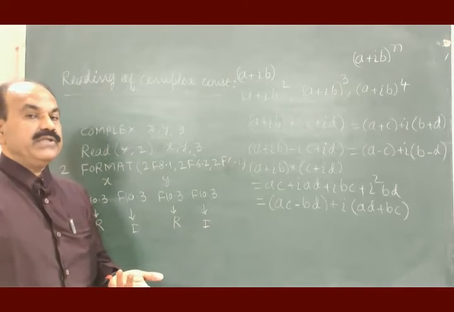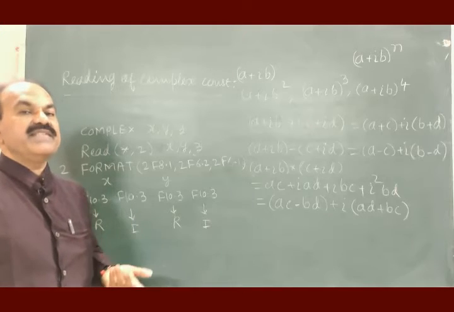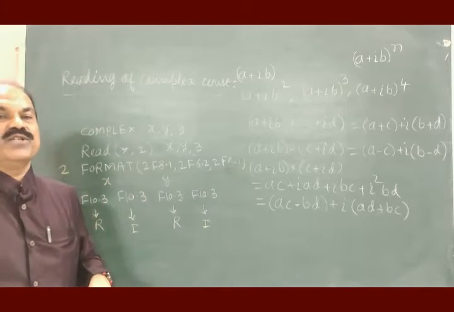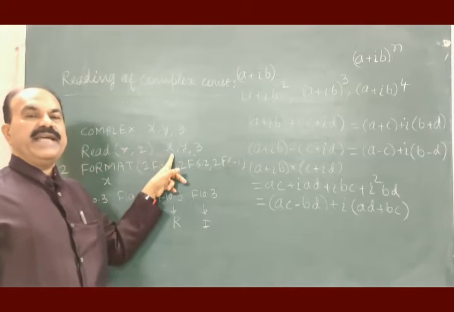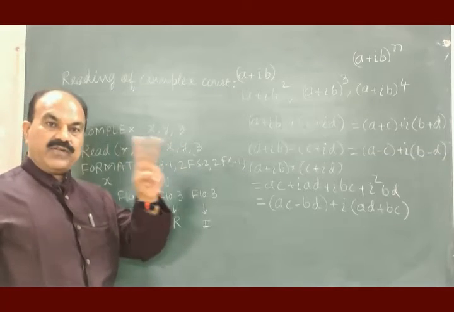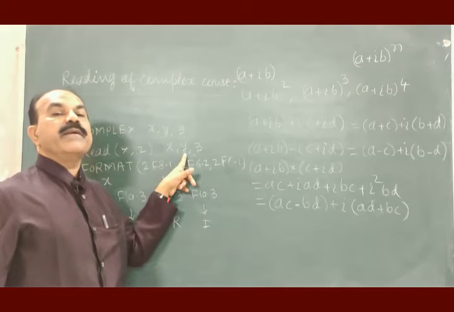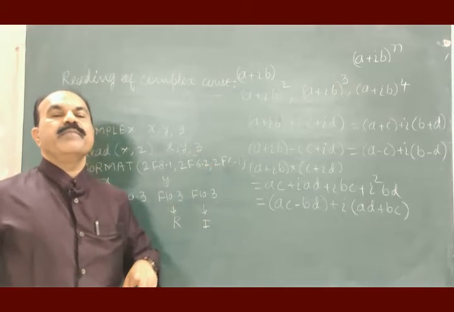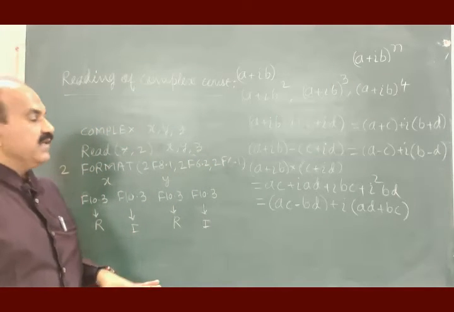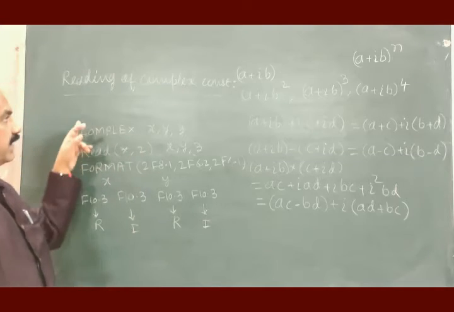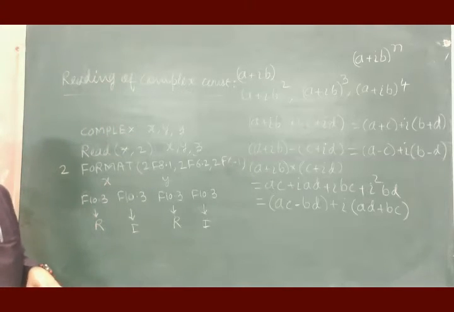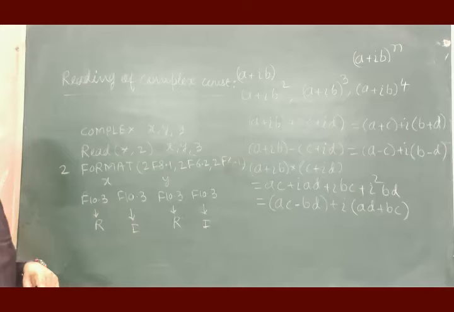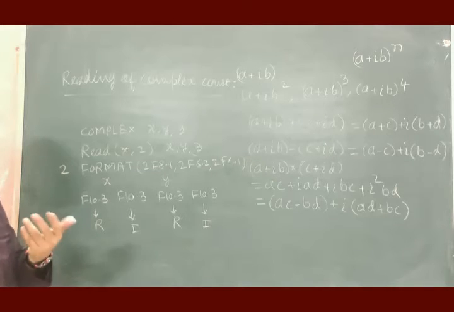You can even have different widths for the real and imaginary parts. In that case, here we have to specify 6 various formats. The first two formats are for the real and imaginary parts of x. The second two formats are for the real and imaginary parts of y. The third two different formats are for the real and imaginary parts of complex variable z. This is how reading of complex constants can be done. After having known how to do reading of complex constants, let us see how to do printing of complex constants.